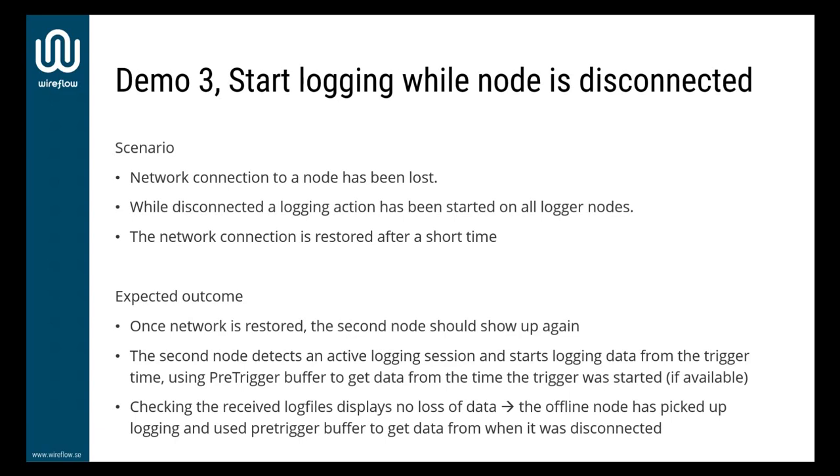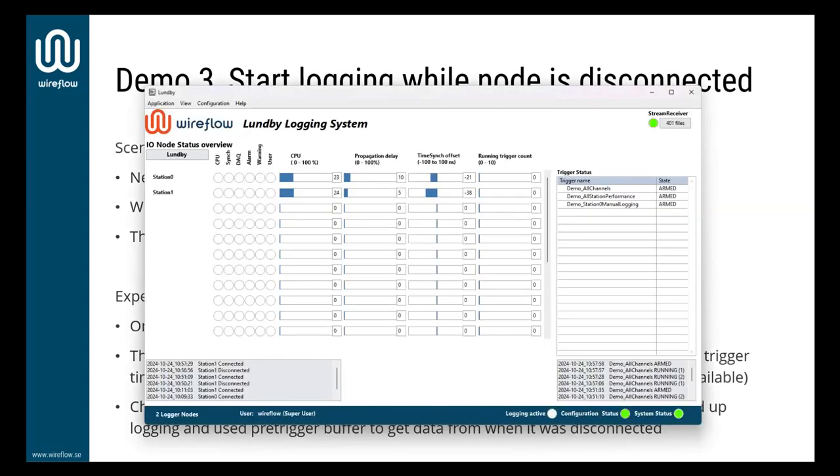Once the network is restored, the second node should show up again. The second node detects an active logging session and starts logging data from the trigger time, using its pre-trigger buffer to get data from the time the trigger was started. We're going to check the received logger files to show that there is no loss of data and that the offline node has picked up logging and used the pre-trigger buffer to get data from when it was disconnected. For this demonstration, the pre-trigger buffer is set to 1 minute, and hopefully that will be enough.